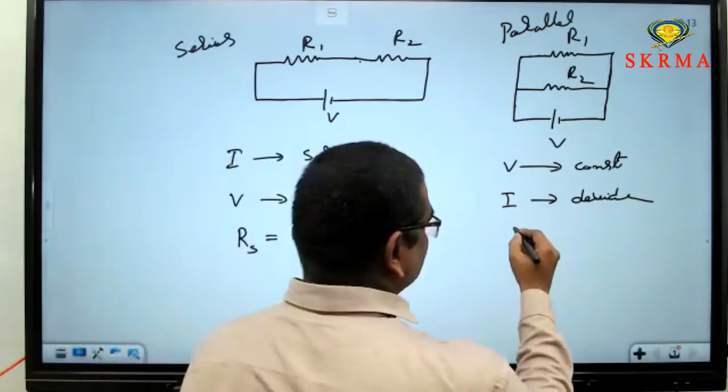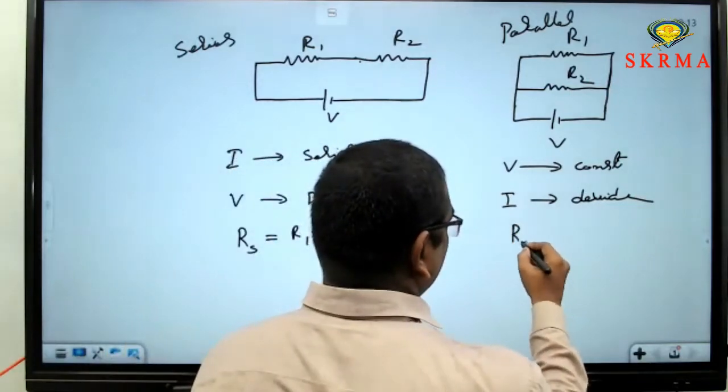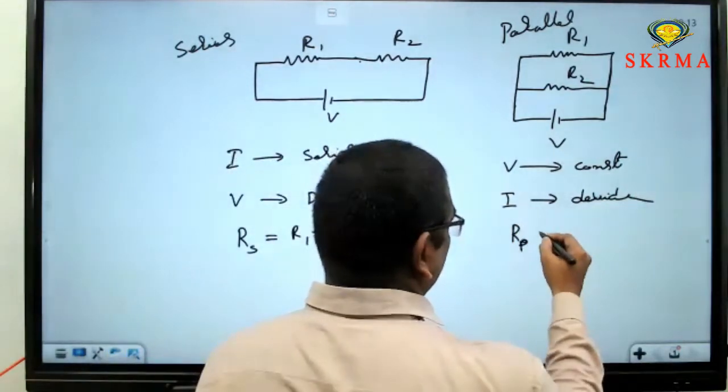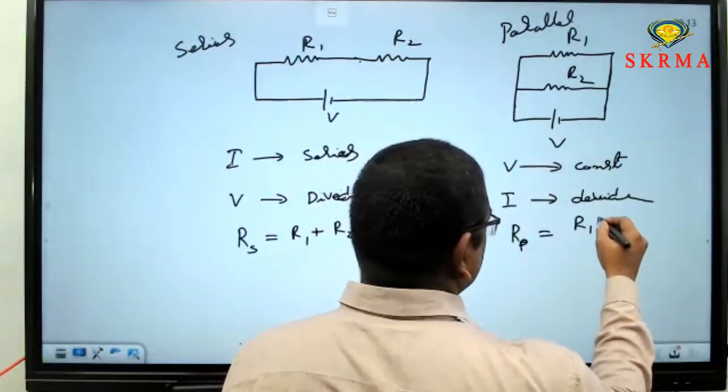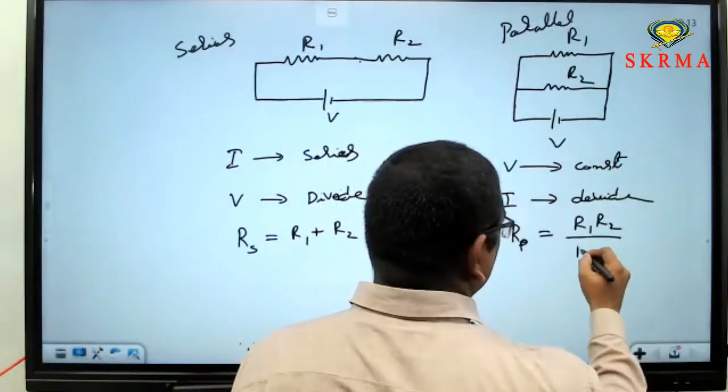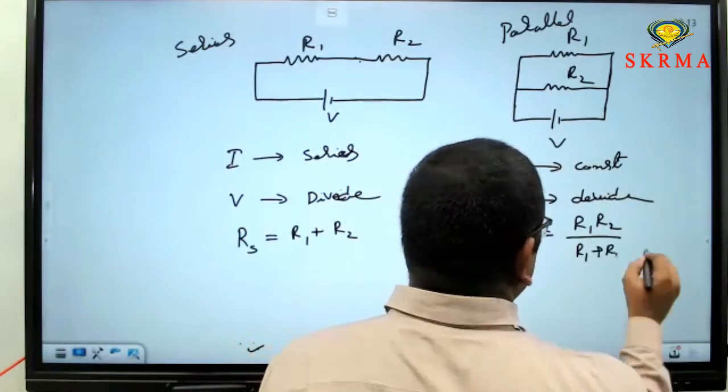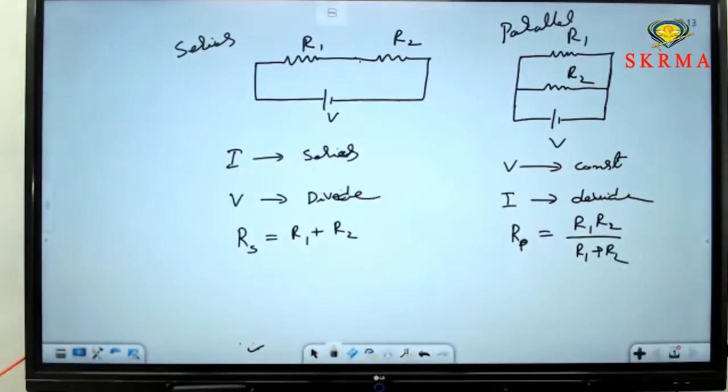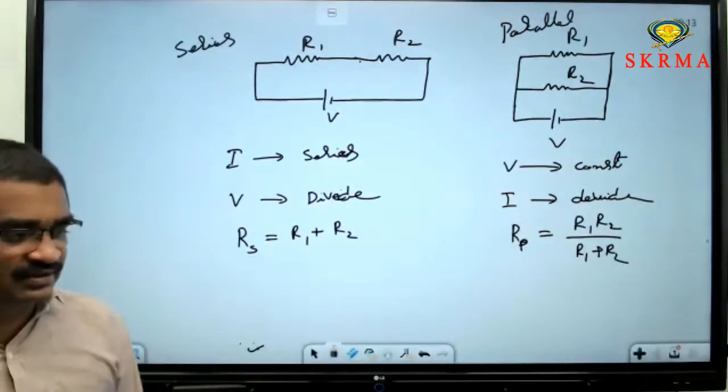In parallel combination, what is the equivalent resistance? R parallel, for two resistors, we can write R1 R2 by R1 plus R2. So this is the brief discussion about series combination and parallel combination.